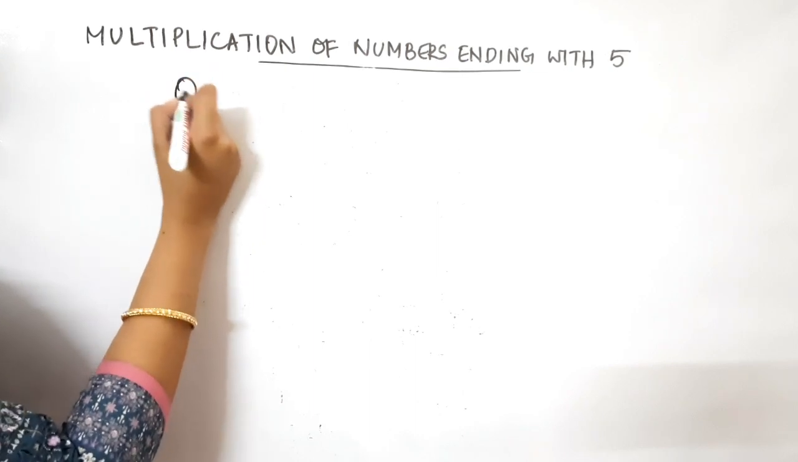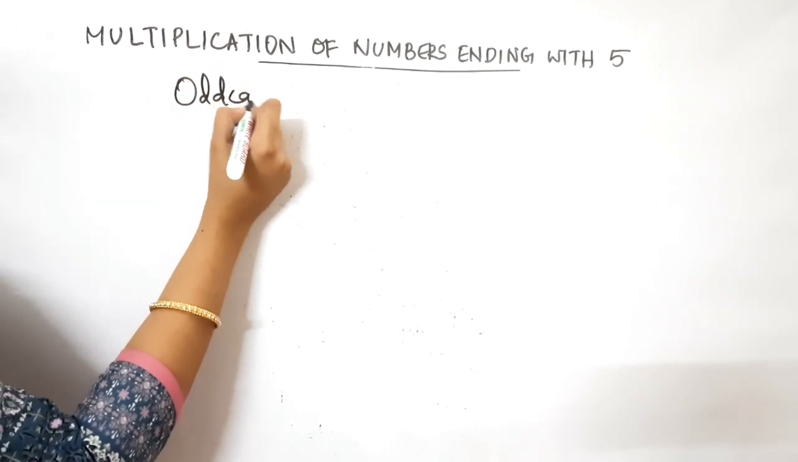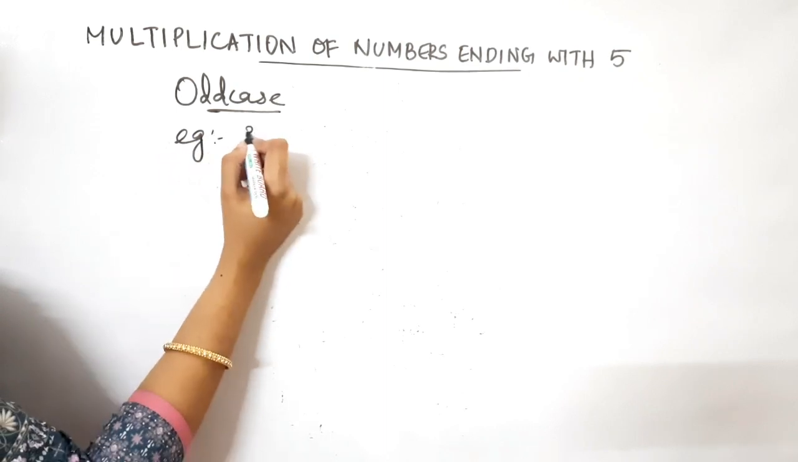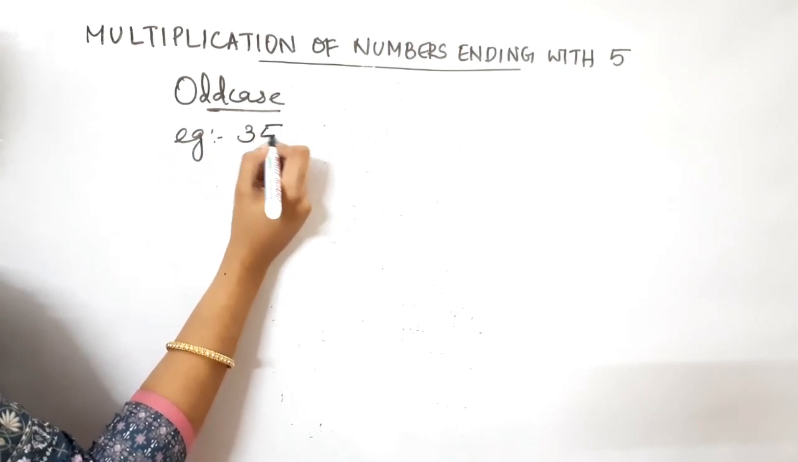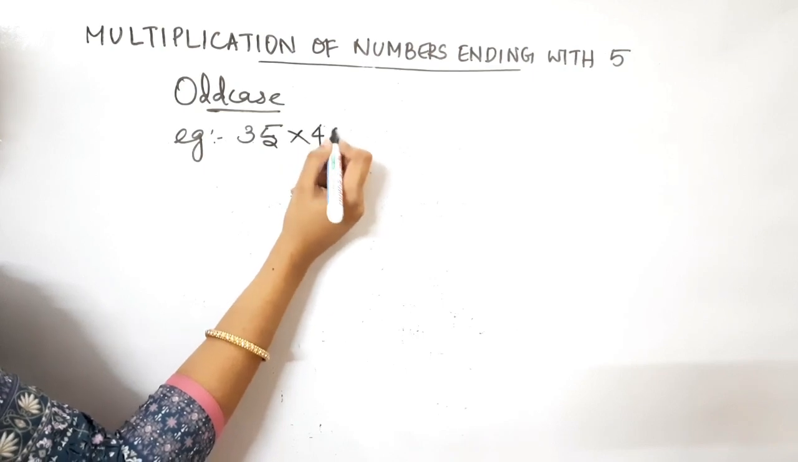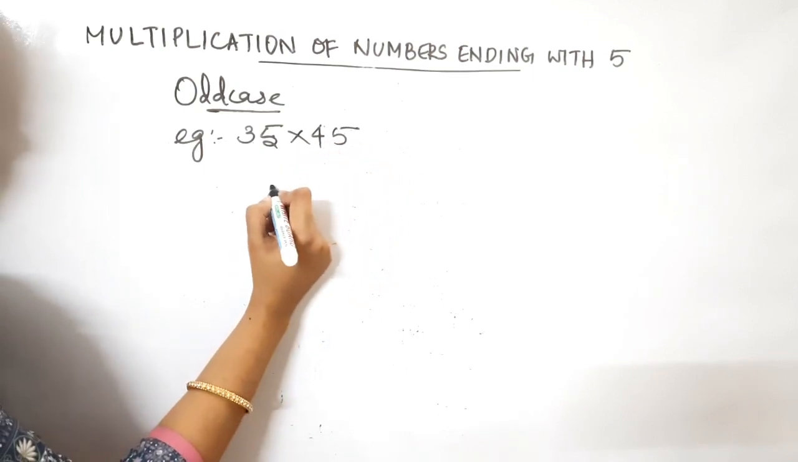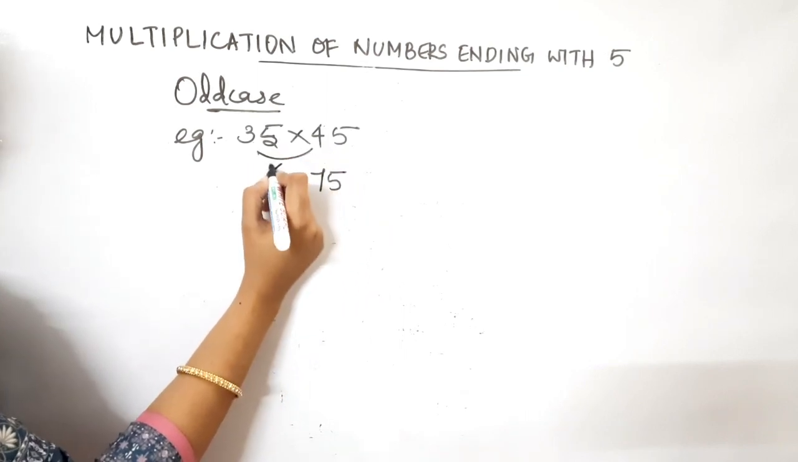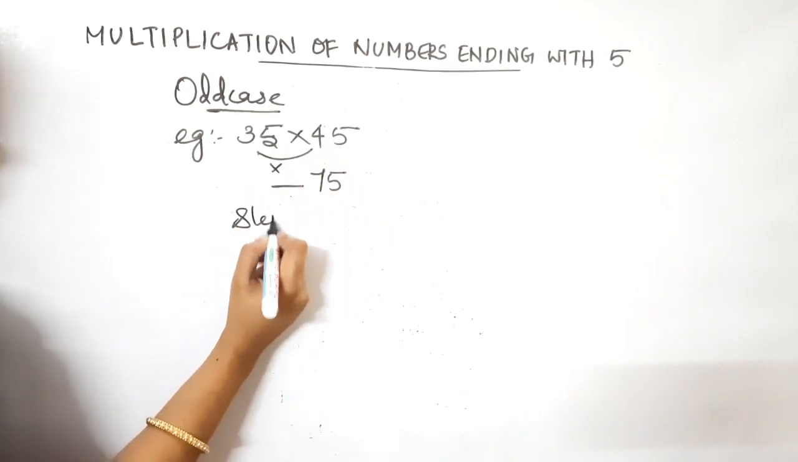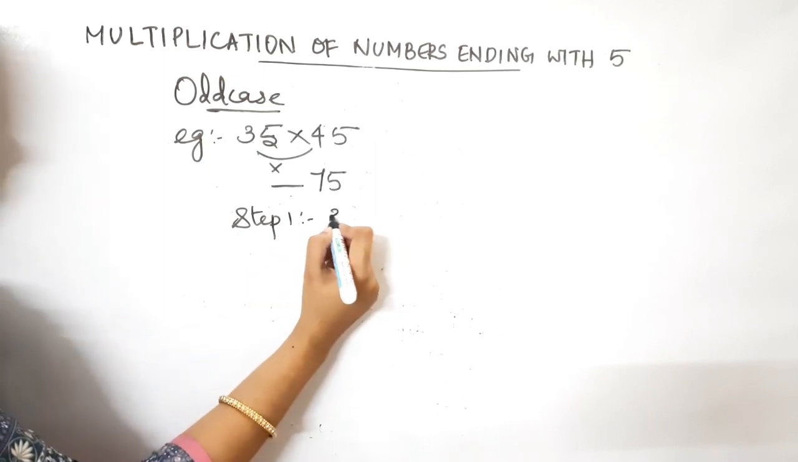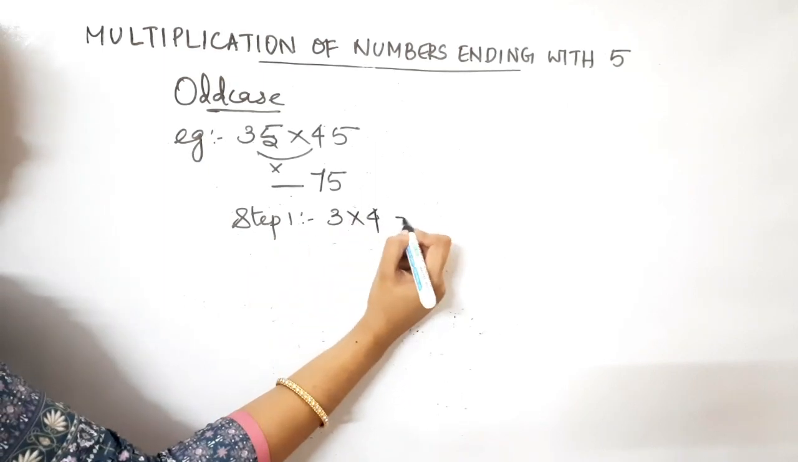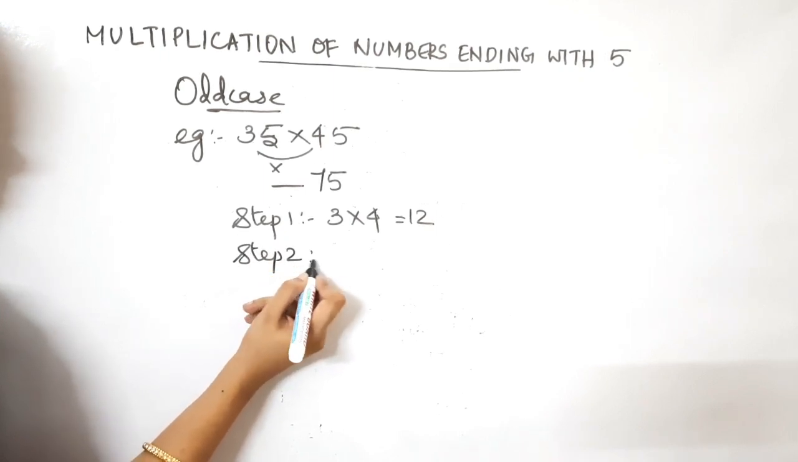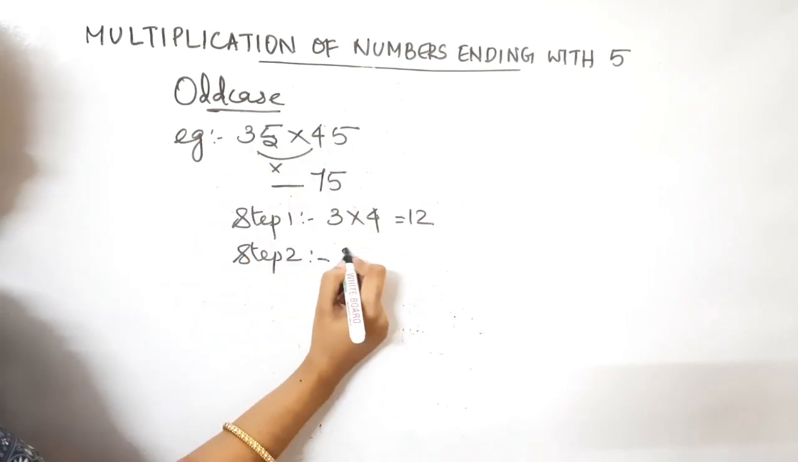Now let's see how to solve the problems coming under the odd case. The procedure is very similar to the even case. Let's take an example, 35 into 55. For all the problems coming under the odd case, the answer will end with 75. So in step 1, we will multiply 3 into 4. We get 12. Step 2, add 3 and 4 and divide by 2.